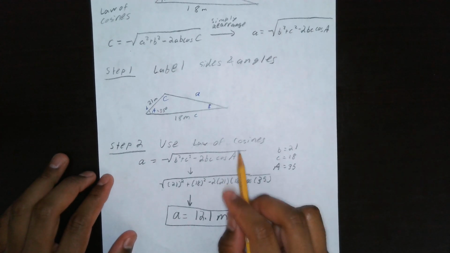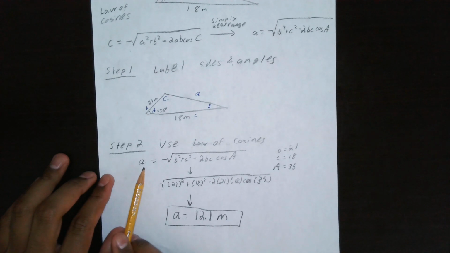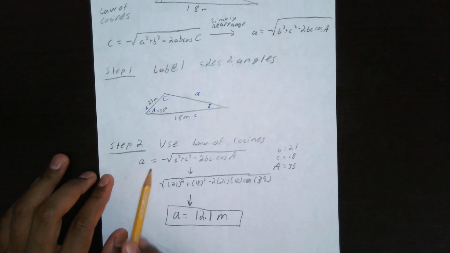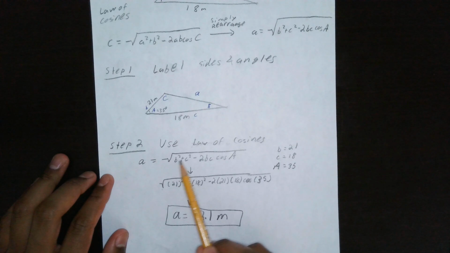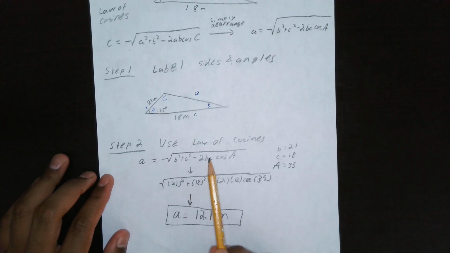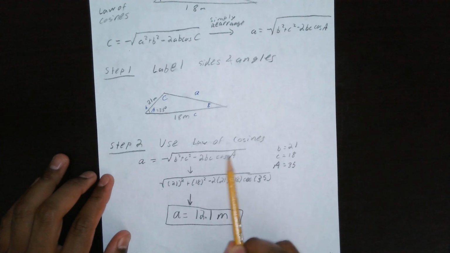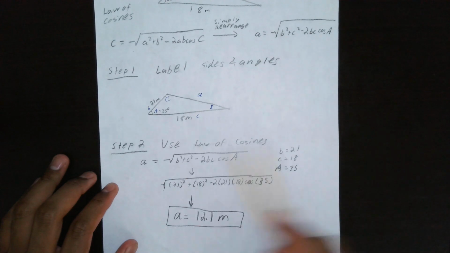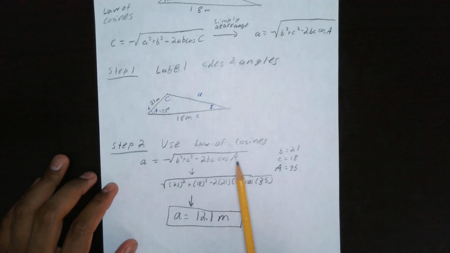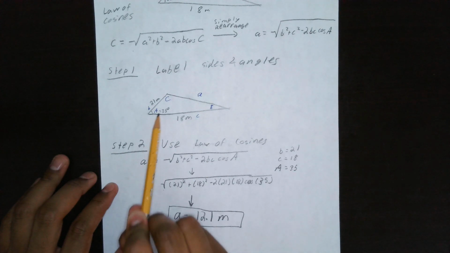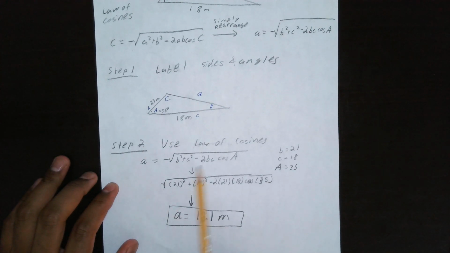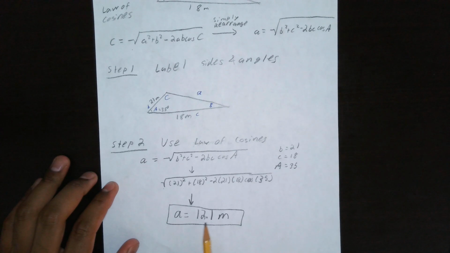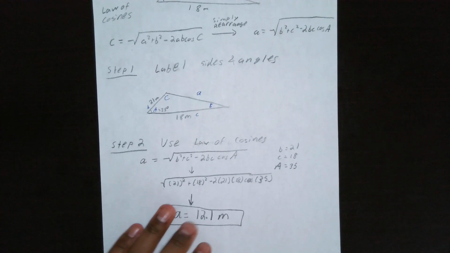So we're going to use the law of cosines. The length of side A is equal to the length of B squared plus the length of C squared minus 2 times the length of B times the length of C times cosine of angle A, and that's all under the square root. So if B is equal to 21 meters, and C is equal to 18 meters, and angle A is equal to 35 degrees, we substitute, and we get A is equal to 12.1 meters.